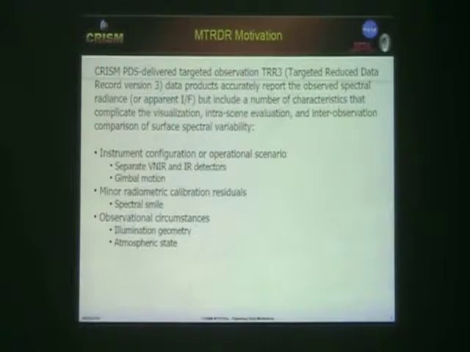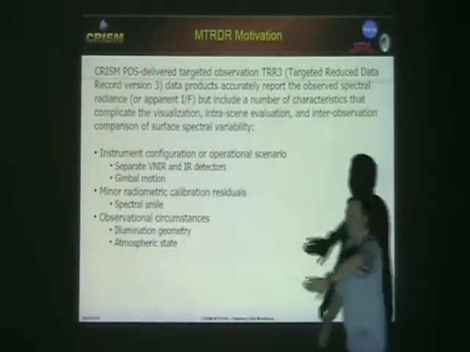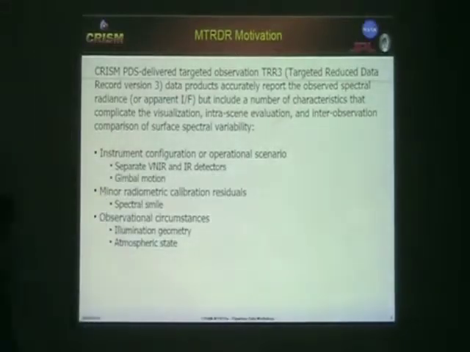The big one, and this is going to be fun to talk about, is the gimbal motion. If you're not familiar with how CRISM takes a targeted observation, the entire instrument is on a gimbal. It pitches up, say, halfway across the target, and as the spacecraft approaches the target, the instrument pivots as it flies over the target. The result is that you get a full range of contrast of the atmosphere, and that necessary gimbal motion imparts all sorts of interesting characteristics into the data. We're going to try and take those up too.